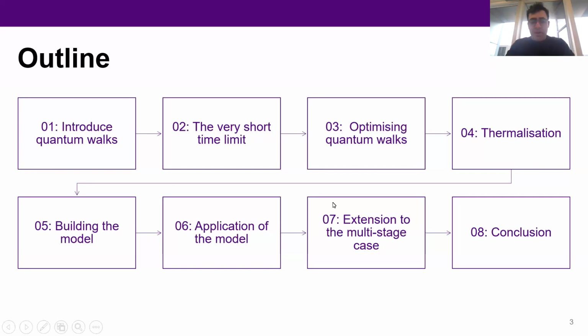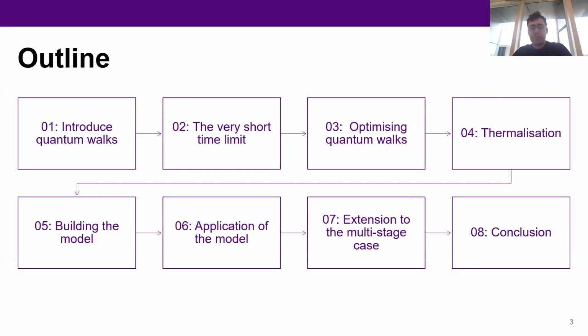Okay, so a brief outline of my talk. I'm just going to motivate quantum walks and introduce the steps involved in them. To gain some intuition, I'm then going to look at the very short time limit. From here, I'm going to discuss what it means to optimize a quantum walk, and then I'm going to discuss thermalisation. Using thermalisation, I'm going to build a model of these quantum walks. With this model, I'm going to try and optimize them and then give a brief extension to a multi-stage quantum walk, and then provide a rough summary of the work so far.